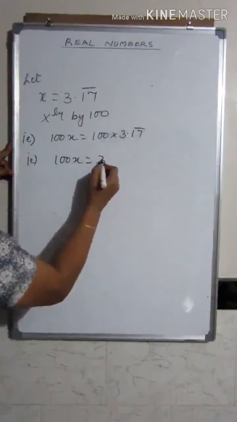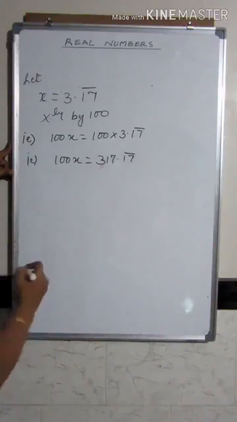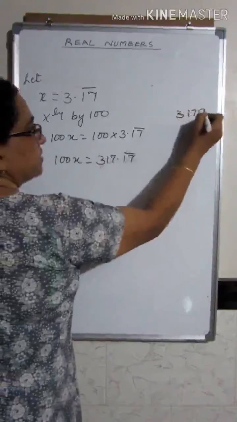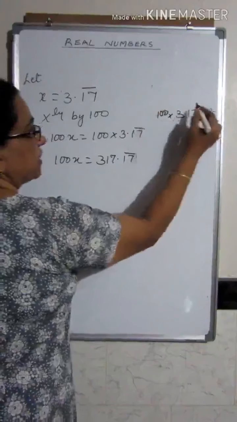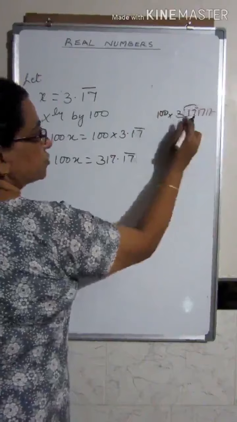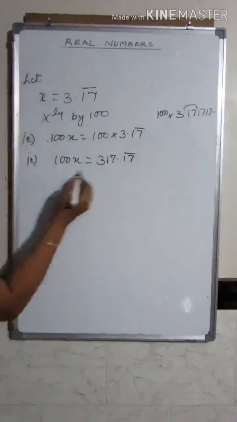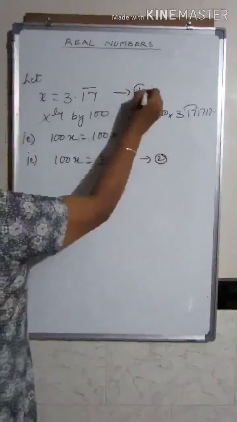So this becomes 317.17 recurring. Here is how you get it: you had 3.171717 recurring, and you are multiplying it by 100. So the decimal shifts 2 digits towards the right, and you will get 317.17 recurring. Now you are considering this as the second equation and the earlier one as the first equation.